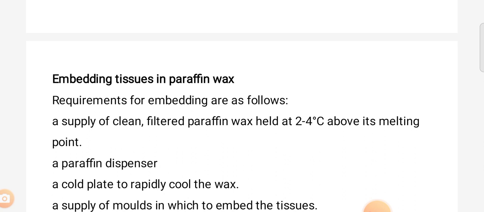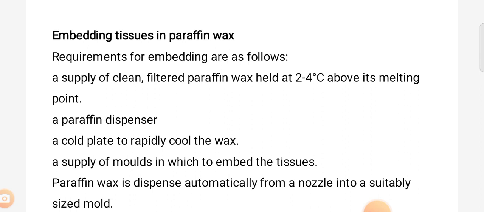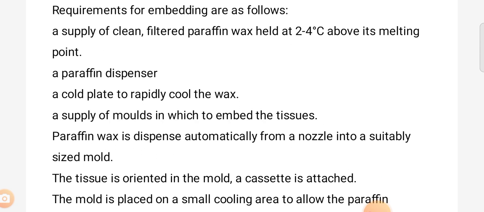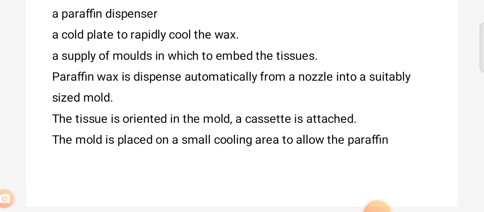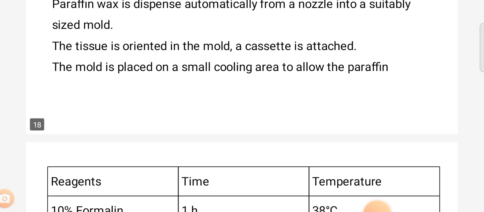Requirements: a supply of clean filtered paraffin wax held at 2 to 4 degrees Celsius above its melting point, a paraffin dispenser, a cold plate for rapidly cooling the wax, and a supply of molds in which to embed the tissues. Paraffin wax is dispensed automatically from a nozzle into a suitable sized mold. The tissue is oriented in the mold. A casting is attached. The mold is placed on a small cooling area to allow the paraffin to set.